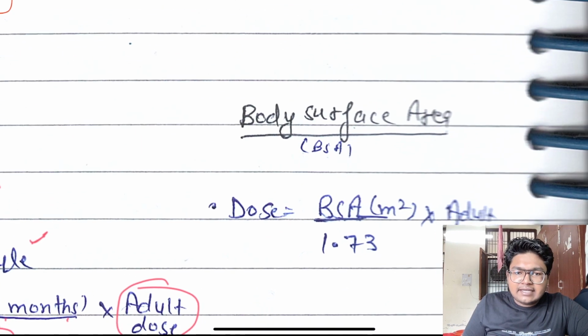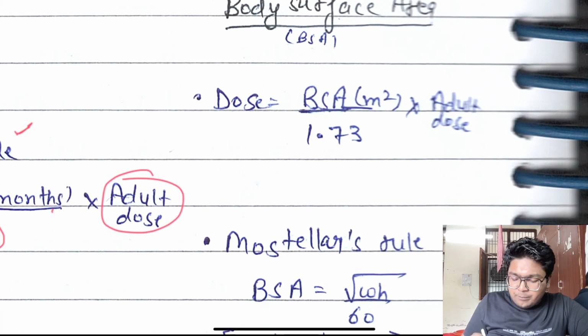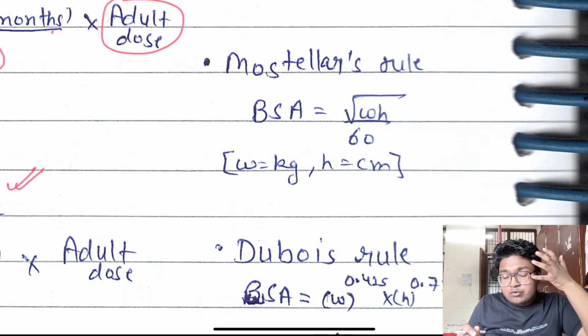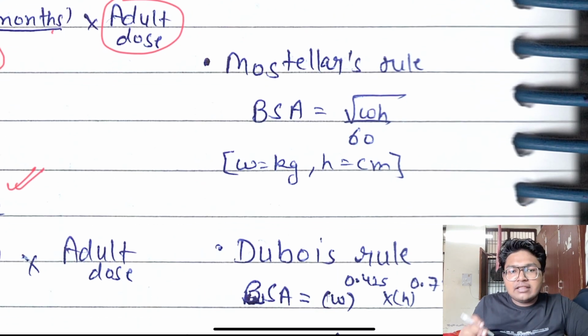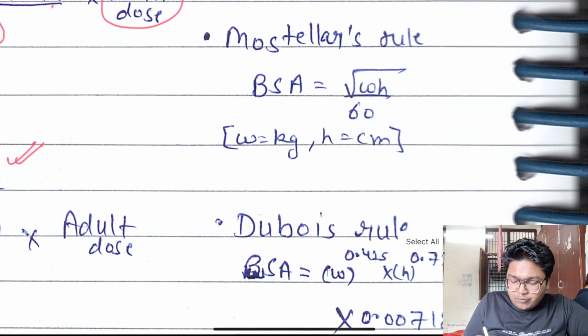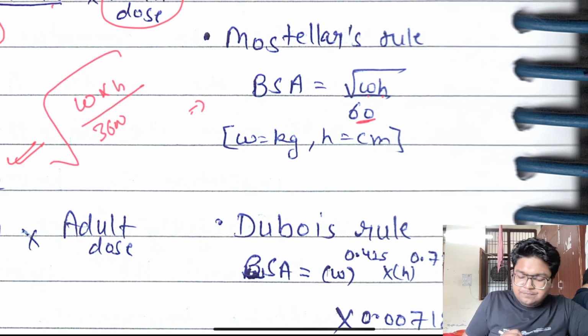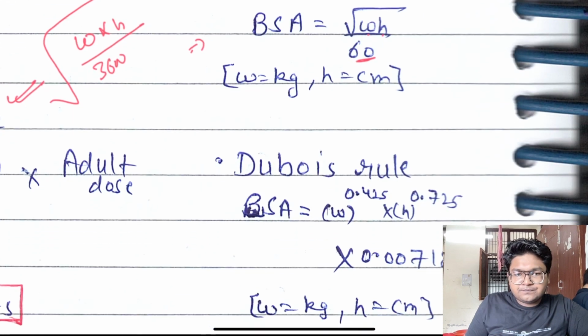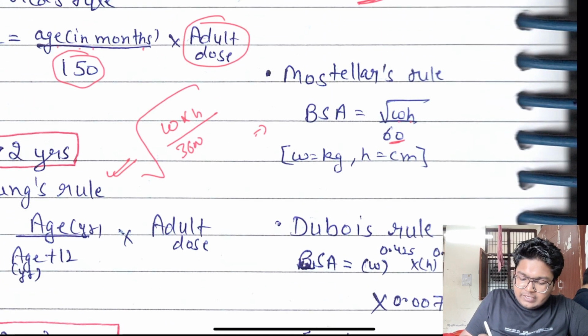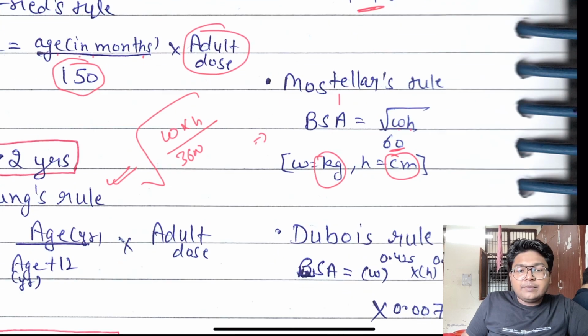According to the body surface area, we have dose equals body surface area upon 1.73 into adult dose. And how to find body surface area? This is Mosteller's rule. Body surface area is the square root of weight into height upon 3600, and you can also write it as weight into height upon 3600 under root. The weight should be in kg and height should be in centimeters.